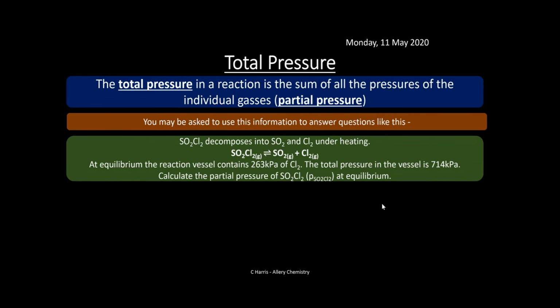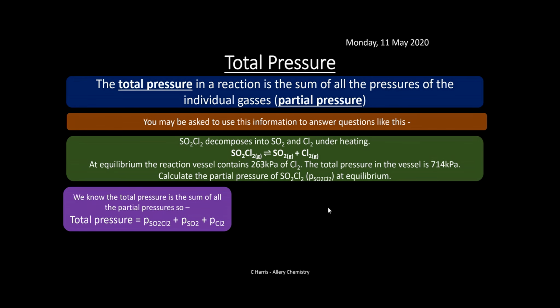SO2Cl2 decomposes into sulfur dioxide and chlorine, so SO2 and Cl2, under heating. So you can see here, here's our reaction, it's decomposing, it's breaking down. At equilibrium, the reaction vessel contains 263 kilopascals of chlorine. The total pressure of the vessel is 7.14 kilopascals. We need to calculate the partial pressure of SO2Cl2, and we symbolize partial pressure by putting in p, so it's a lowercase p with a subscript here, which is SO2Cl2 at equilibrium. So that's how we symbolize partial pressure.